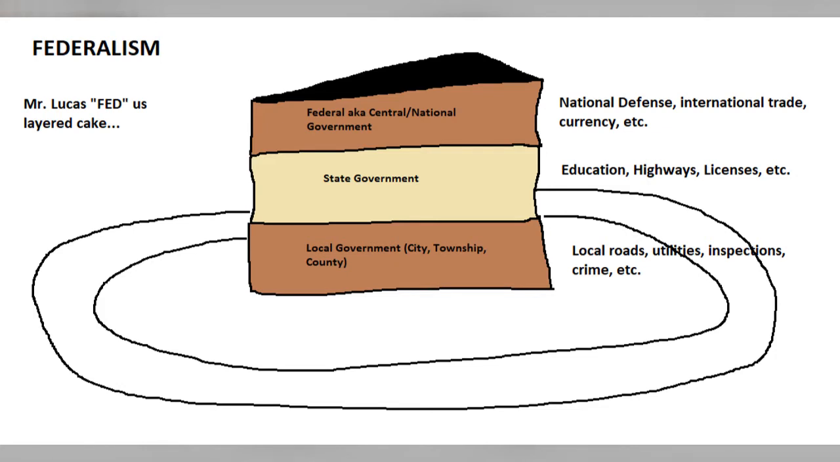cake, where the top layer represents the national government, which takes care of things like national defense and the currency. Then the middle layer is the state government, which takes care of things like highways, education, and so forth. And then the bottom layer is the local government, which takes care of things like utilities, local roads, and crime, and all that good stuff.